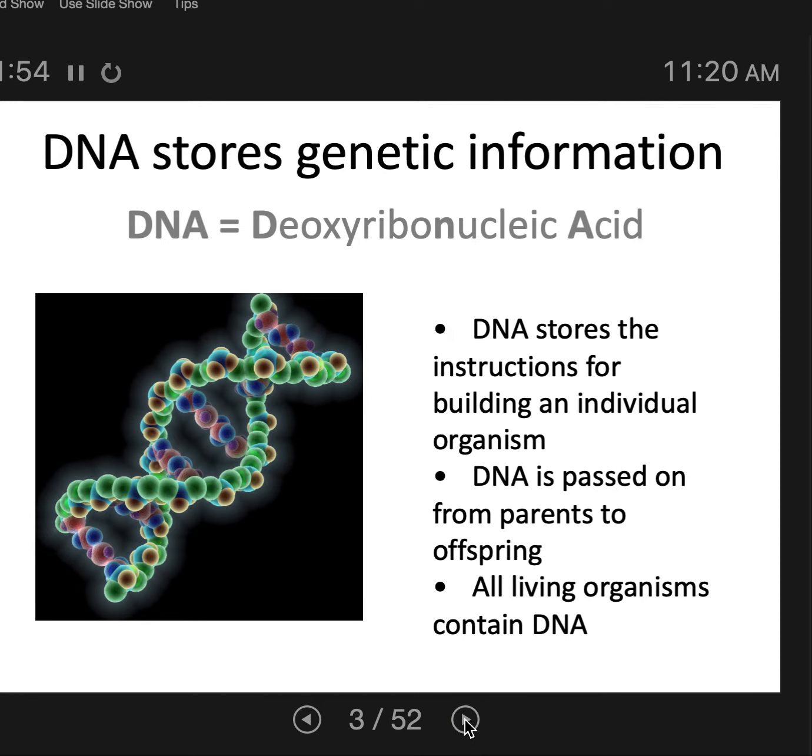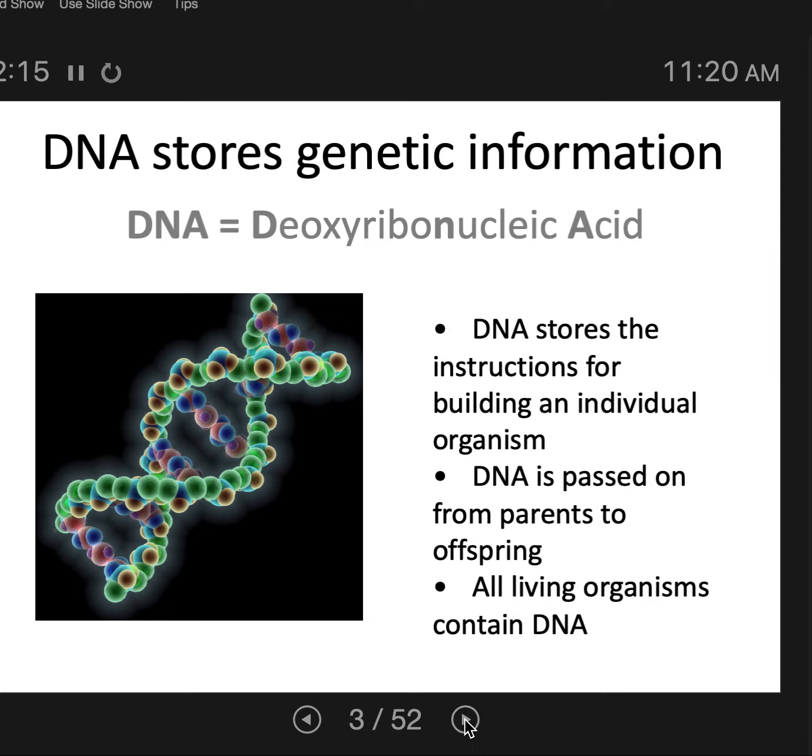All right, so DNA stands for deoxyribonucleic acid. Deoxyribose is the name of the sugar in DNA, and then nucleic acid, that's what kind of molecule it is. Just like proteins are made out of amino acids, DNA and RNA are made out of nucleic acids. So DNA stores the instructions for building an organism. It's the blueprint for life.